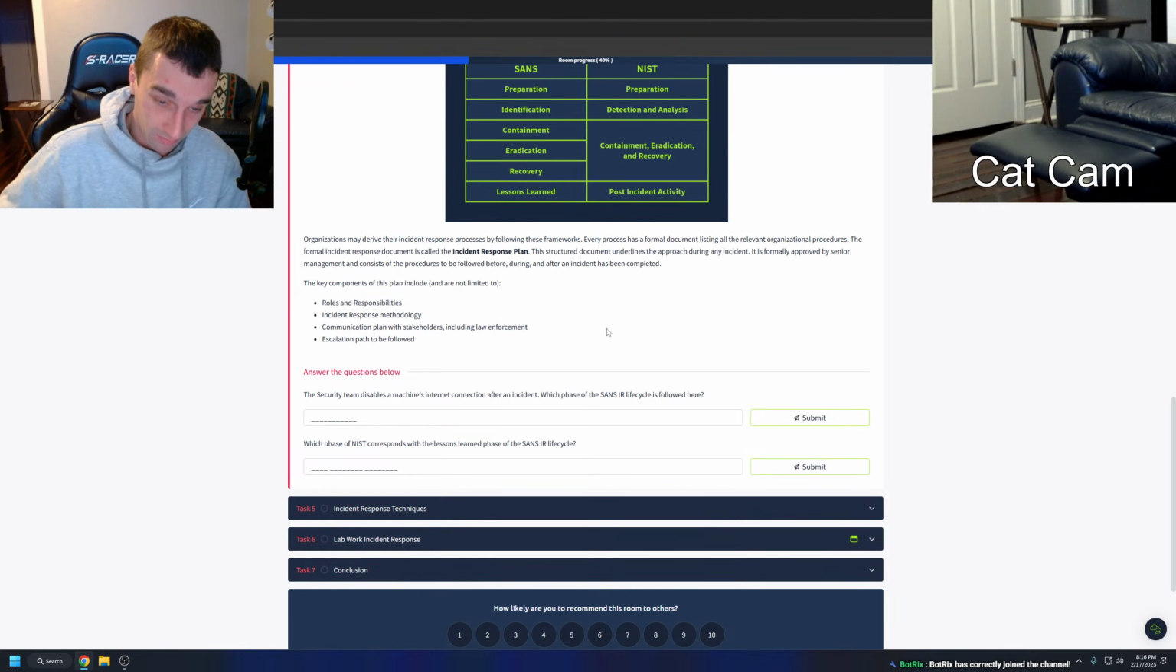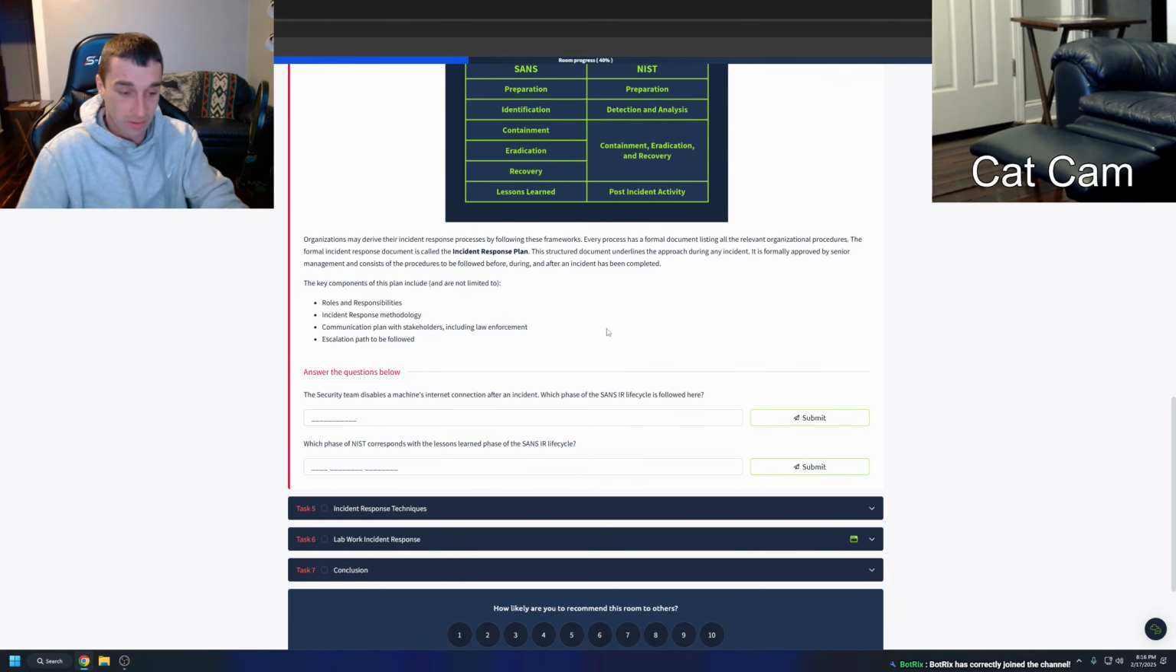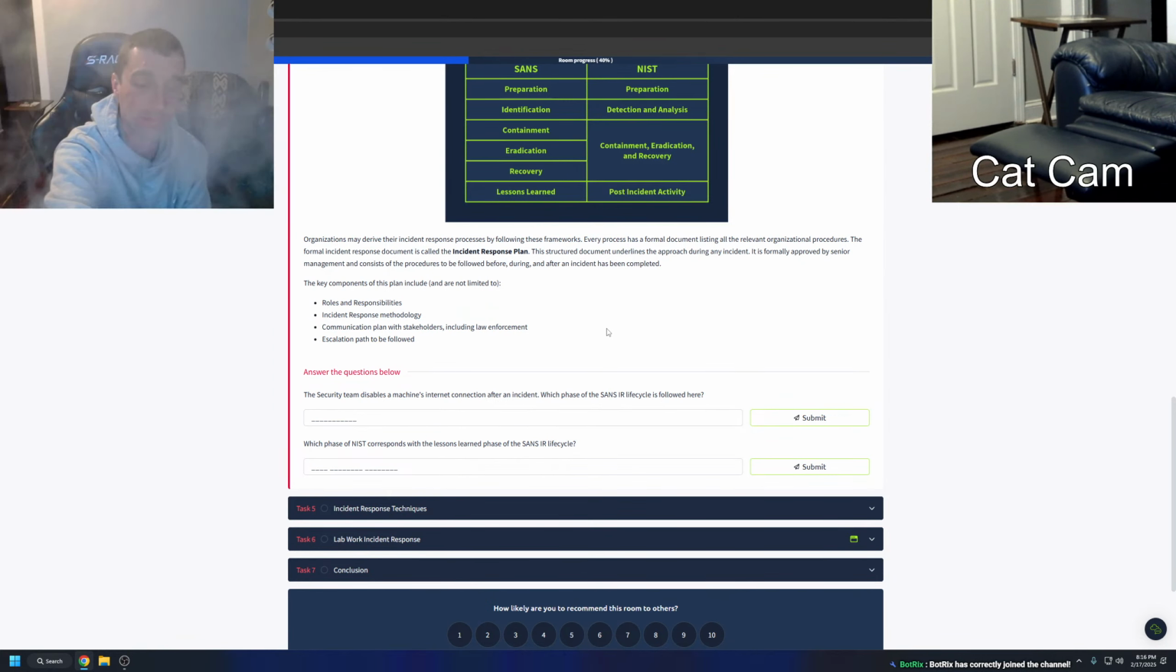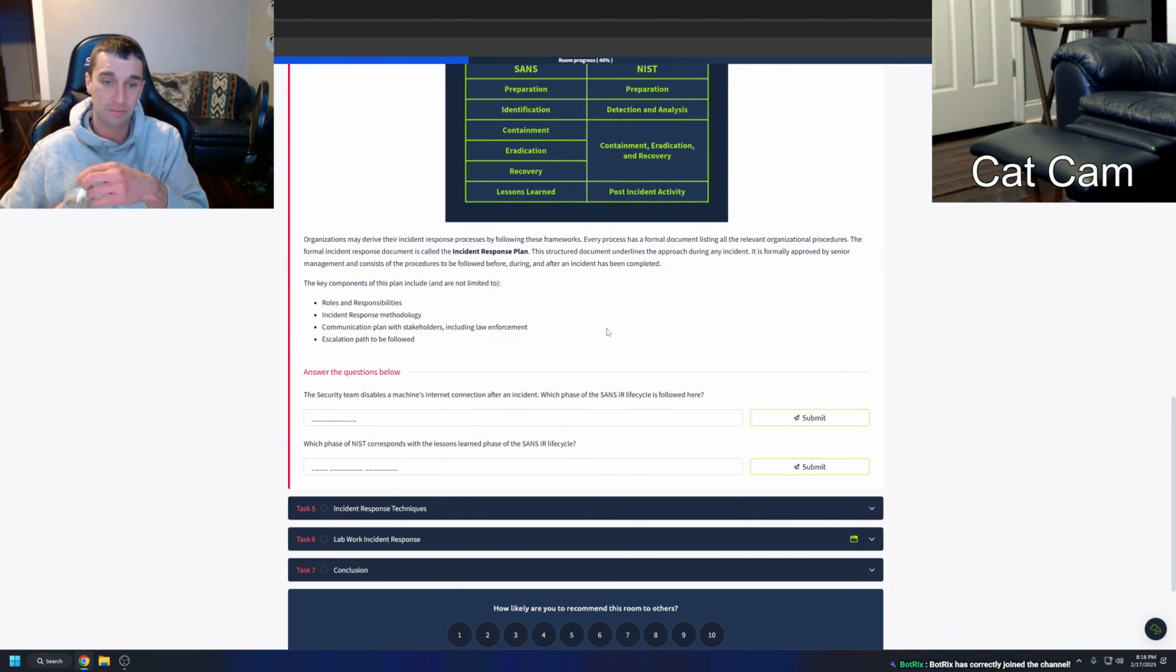Organizations may derive their incident response processes by following these frameworks. Every process has a formal document listing all the relevant organizational procedures. The formal incident response document is called the Incident Response Plan. This structured document underlines the approach during any incident. It is formally approved by senior management and consists of the procedures to be followed before, during, and after an incident has been completed. The key components of this plan include, and are not limited to, roles and responsibilities, incident response methodology, communication plan with stakeholders, including law enforcement, and escalation path to be followed.